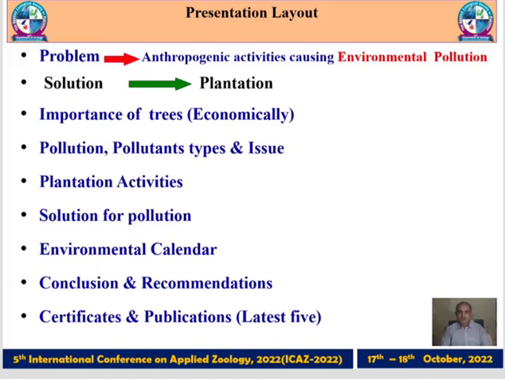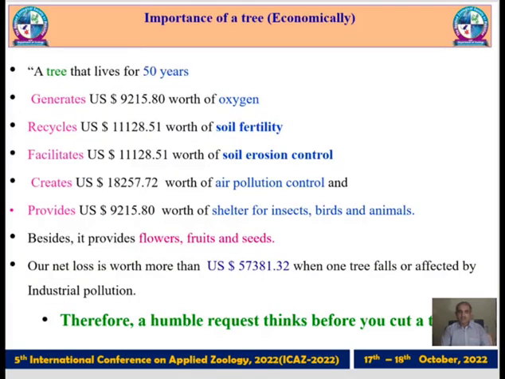Muscosol says a tree that lives for 50 years generates a US dollar worth of oxygen, recycles a huge quantity of US dollar worth of soil fertility, facilitates US dollar worth of soil erosion control, creates a huge quantity of US dollar worth of air pollution control, and provides US dollar worth of shelter for insects, birds and animals. Besides, it provides flowers, fruit and seed.